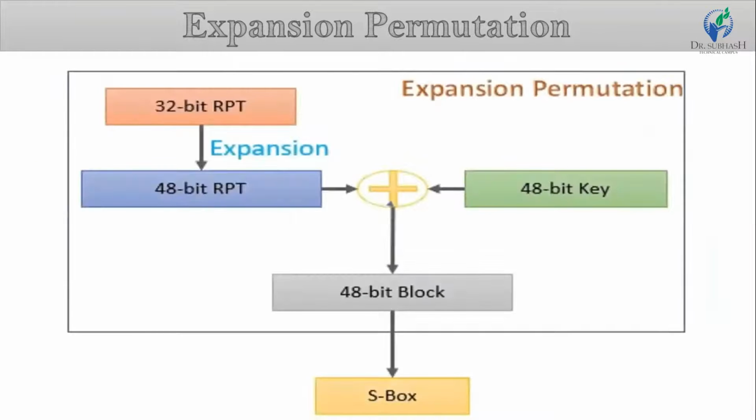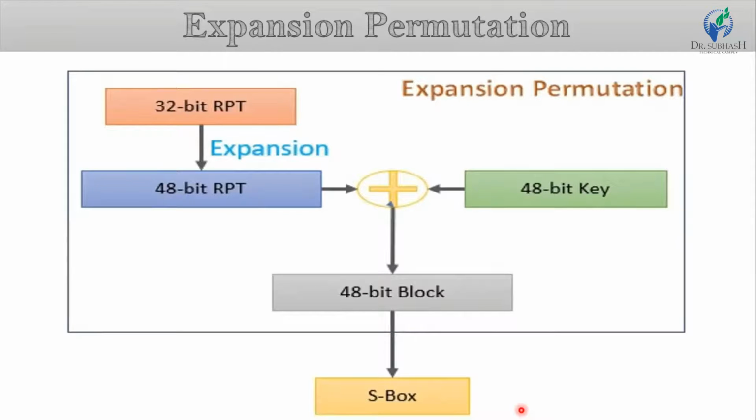After expansion, the 48-bit RPT is XORed with the 48-bit key, and the resulting 48-bit block is transferred to the S box substitutions. So this is the simple process of expansion permutation.